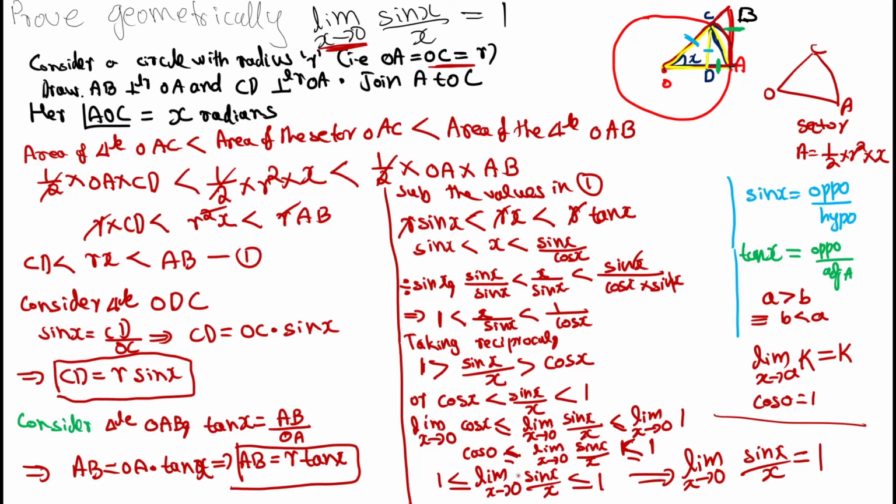And what is our observation? The limit of the middle function is also bounded between the other two functions. Here the value is 1, here also 1. So the limit of the middle function is also tending to 1. So I can write the limit as x tends to 0 of sin x by x equals 1. This is the required derivation.